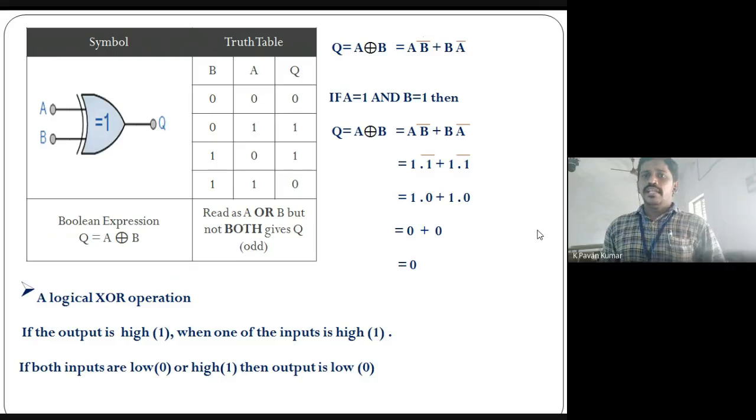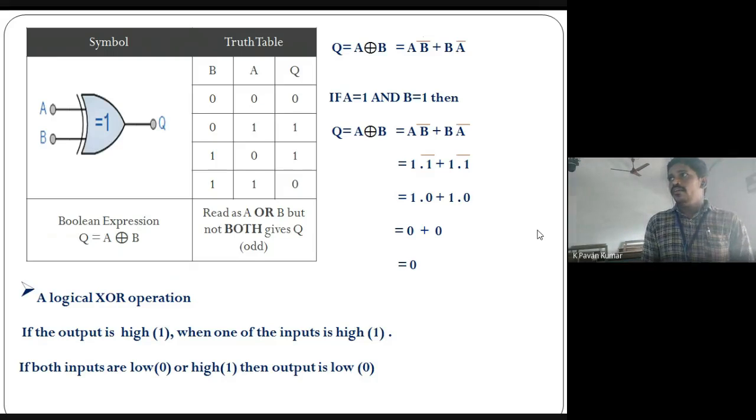Which is equal to AB bar plus BA bar. We have to put the A value and B value, both as 1. 1 dot 1 bar plus 1 dot 1 bar, which is equal to 1 dot 0 plus 1 dot 0, which is equal to 0 plus 0, and we get Q equal to 0 in the fourth condition. We have to use these four combinations like this. You get the truth table values Q equal to A plus circle B, which is an XOR gate operation.